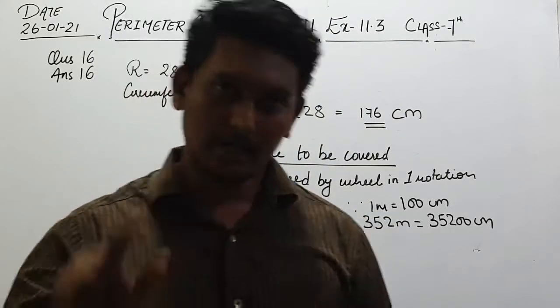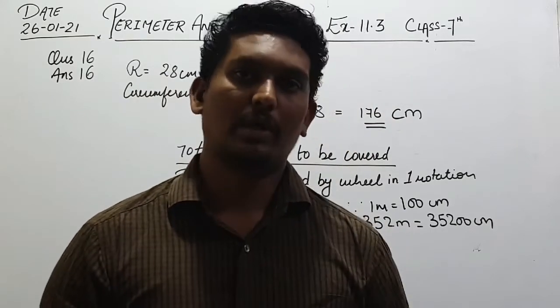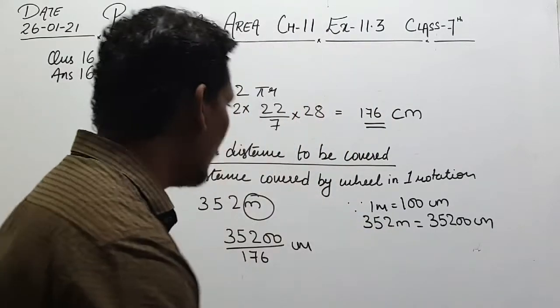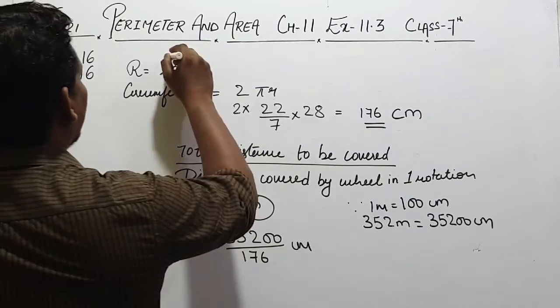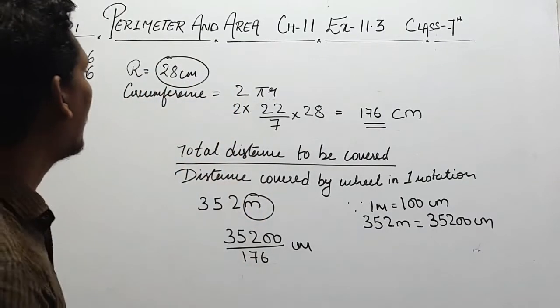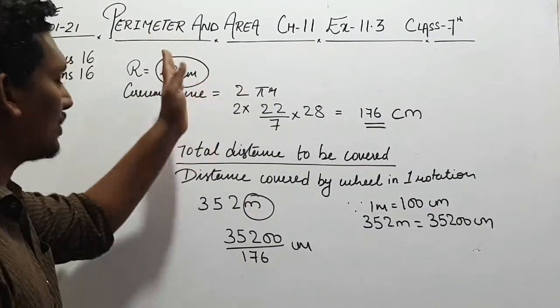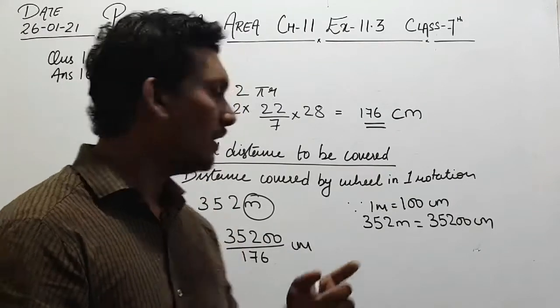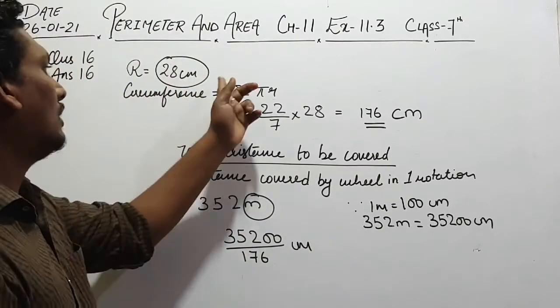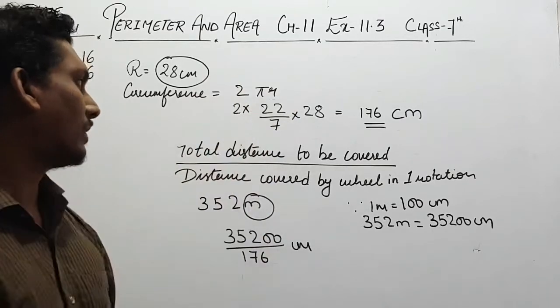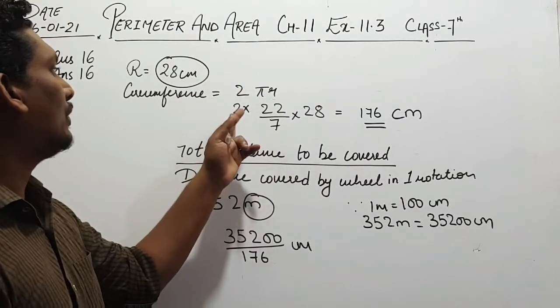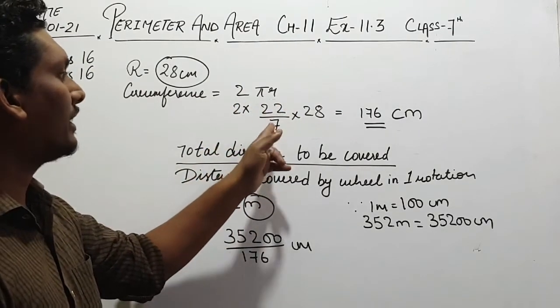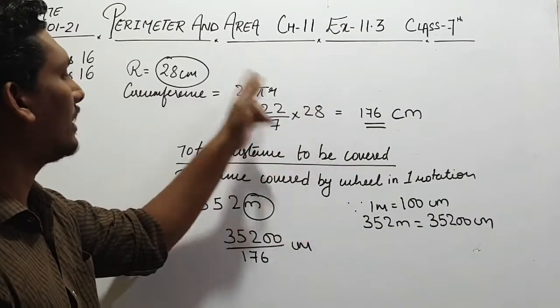So the wheel is rotating here. The first thing you have to find is the circumference, right? Here the radius is given, that is 28 centimeter, and since the wheel is rotating, we have to find the circumference here. So 2 pi R, right? Just put the value: 2 into 22 by 7, the value is already given, into the radius, that is 28.